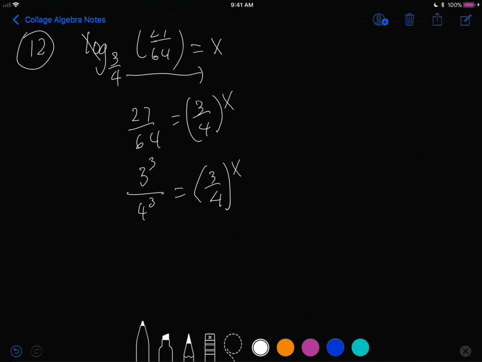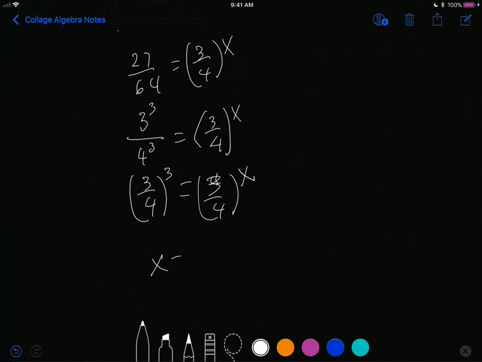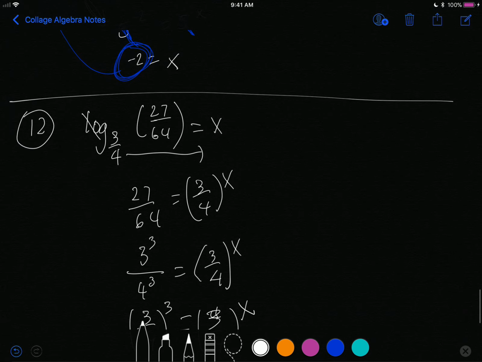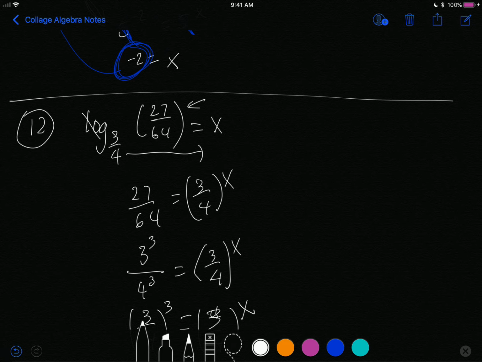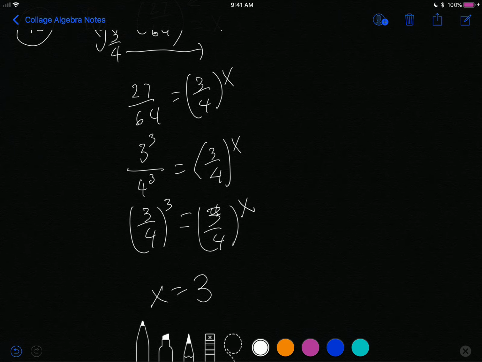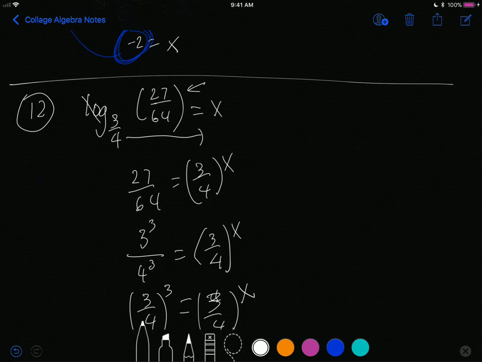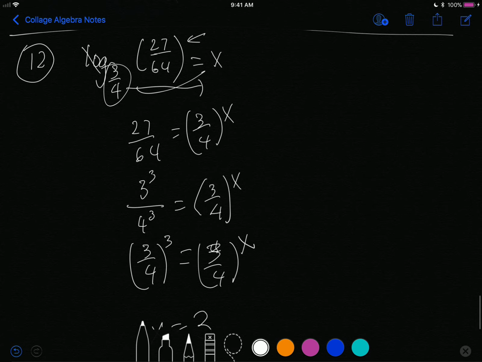And I know I can factor out powers, so that's 3 over 4 raised to the 3 is equal to 3 over 4 raised to the x. And so therefore x is equal to 3. I need to raise 3/4 to the 3rd power to get 27 over 64. Again, it's important to be able to understand the meaning of the answer. When I get x equals 3, it means 3/4 needs to be raised to the 3rd power to get 27 over 64.